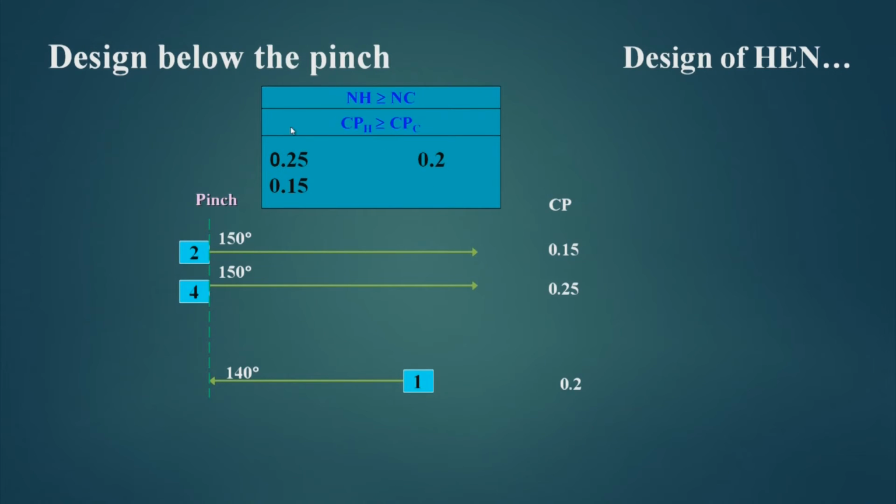So, we have this CP table here and we have to obey these rules. These are the reverse rules of the hot end. That means, NH is now greater than or equal to NC, and CPH should be greater than or equal to CPC. Now, if I put this rule, NH greater than or equal to NC, I find that NH is 2 number of streams and NC is 1 number of stream. So, this criteria is satisfied. Here NH is greater than NC.